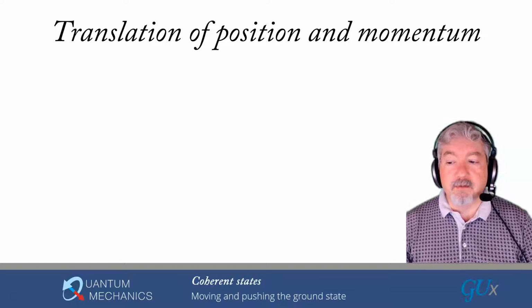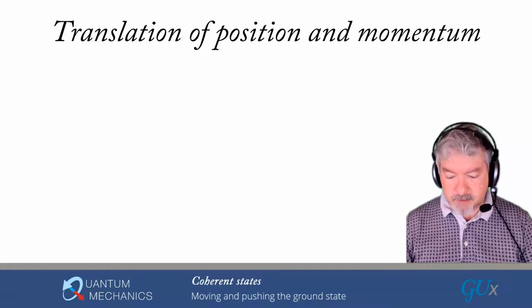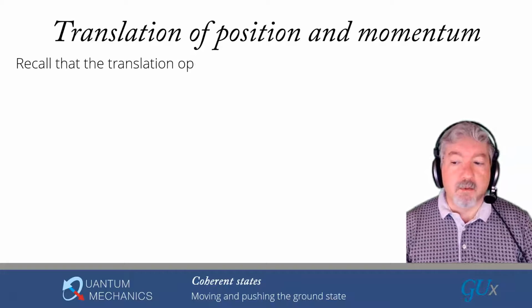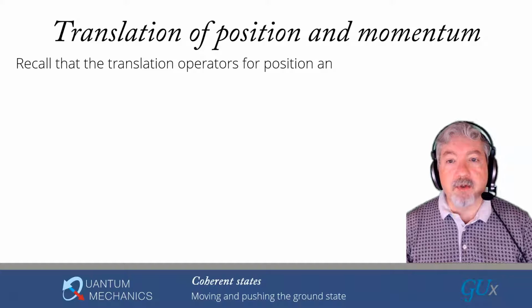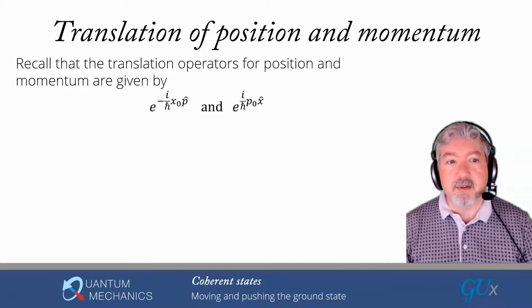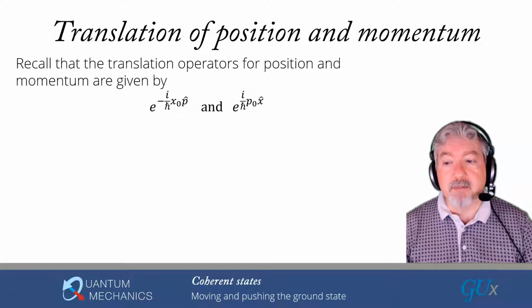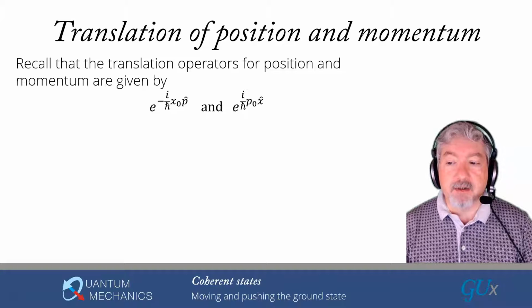So first, let's remind ourselves about how we describe translation with respect to position and momentum. We worked out previously two operators that involve the translation of position and momentum. We use these to calculate wave functions by translating the origin in position space or in momentum space, using an operator to represent that translation, and then working with the operator to calculate the wave functions themselves.